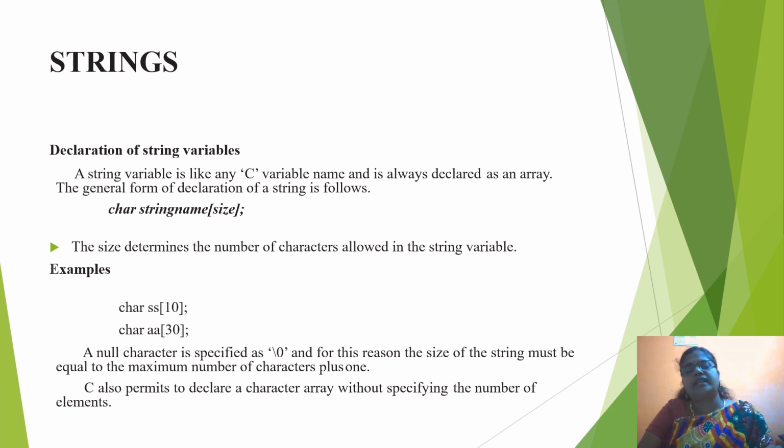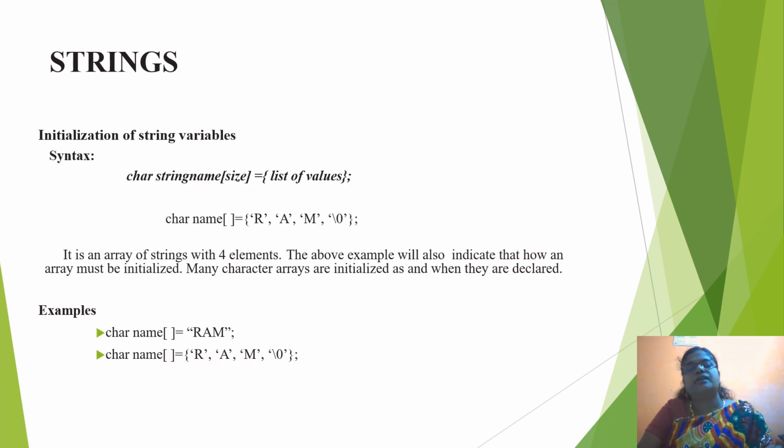C also permits declaring a character array without specifying the number of elements. The syntax is char string_name[] = list of values. For example, char name[] = {'R', 'A', 'M', '\0'}. It is an array of strings with 4 elements.